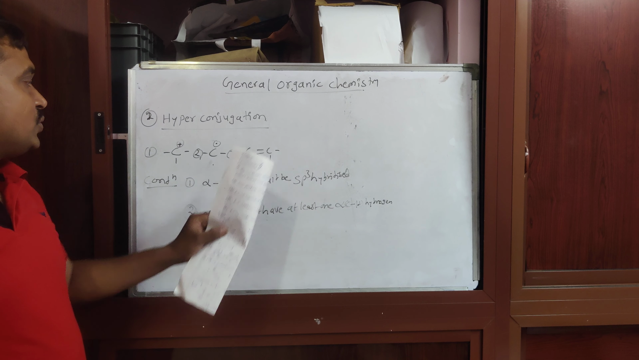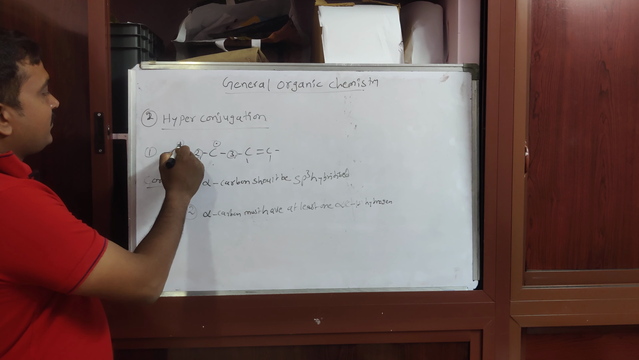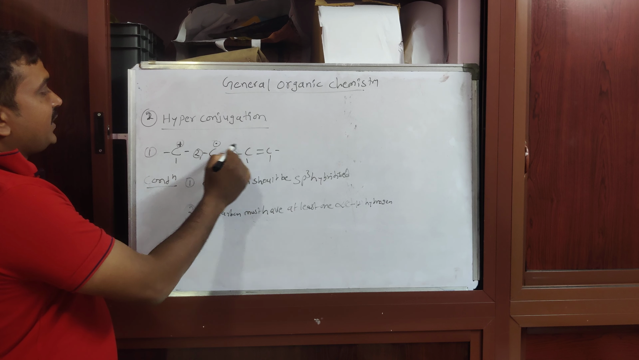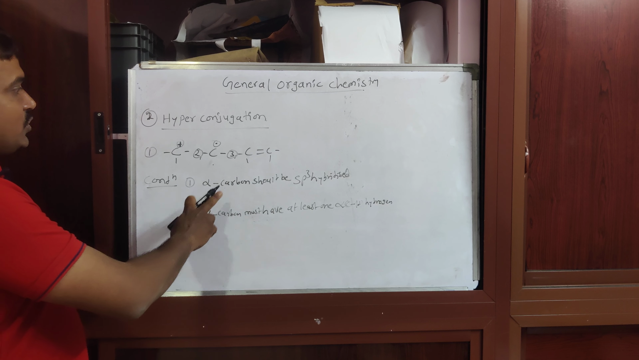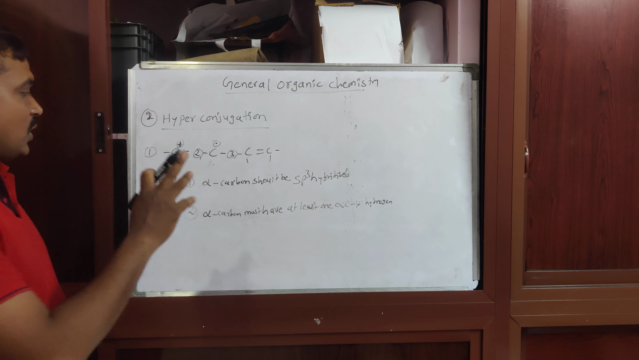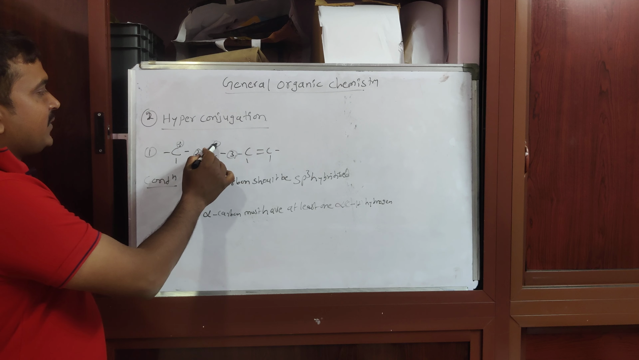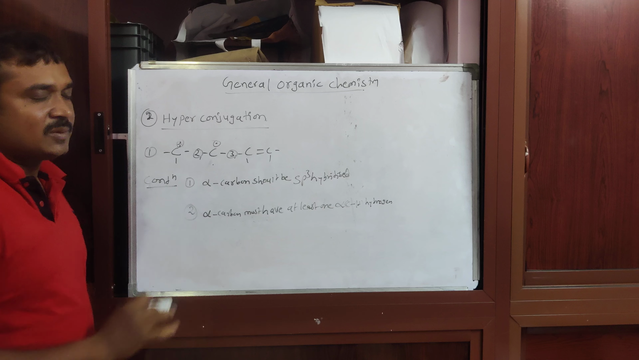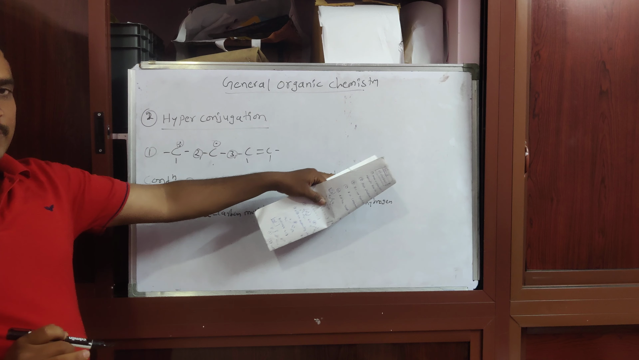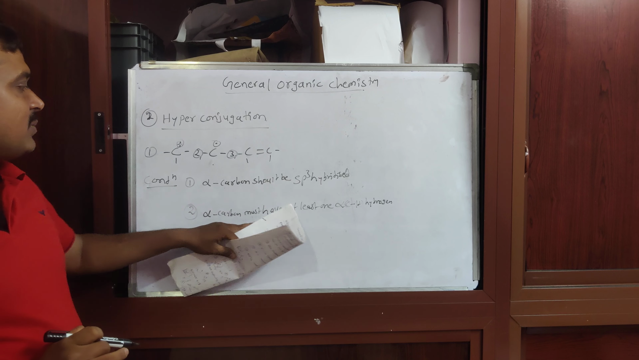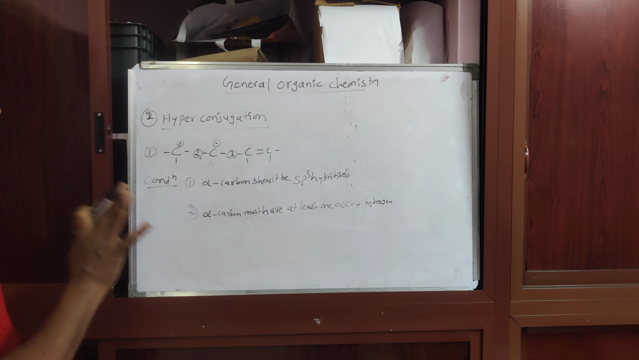In which compounds does it show hyperconjugation? Hyperconjugation is shown by carbocation, free radical, and alkene. Only in these three compounds. The carbon adjacent to the carbocation, free radical, or alkene is called the alpha carbon. That alpha carbon should be sp3 hybridized. The alpha carbon must have at least one alpha hydrogen. Then only it shows hyperconjugation.